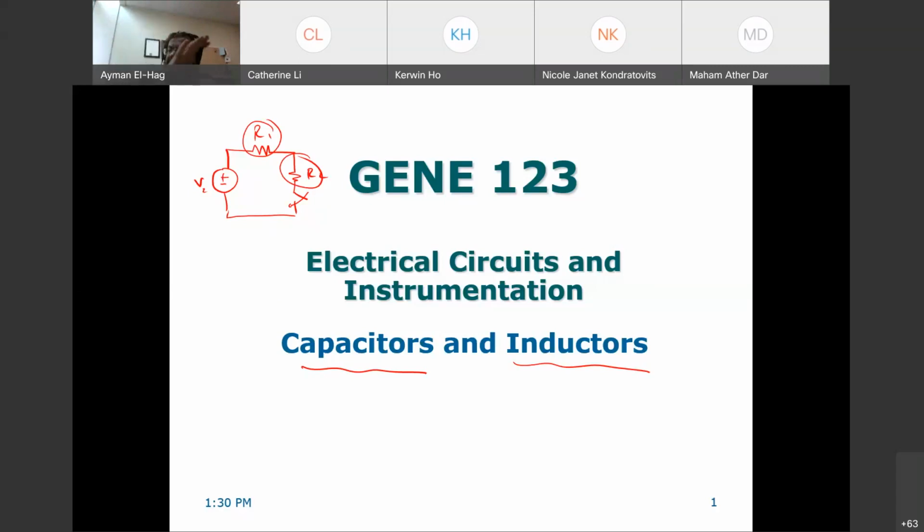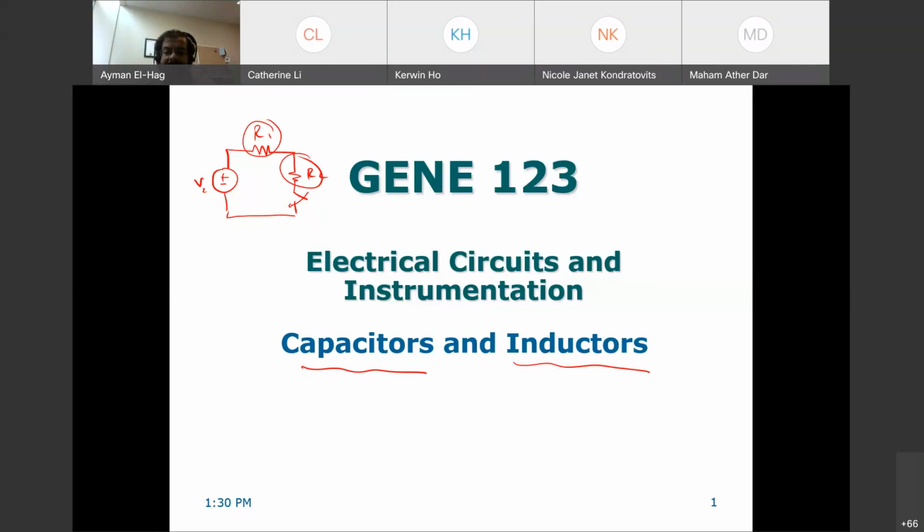Now, from the perspective of sensors, there are sensors based on capacitive nature and inductive nature. Most of the sensors we learned were resistive sensors. The strain gauge was a resistive sensor. Most of the temperature sensors were resistive sensors, and we have seen some other examples of different types of resistive sensors. Resistive sensors are based on resistance. Capacitive and inductive sensors, on the other hand, depend on how the capacitor and the inductor behave.